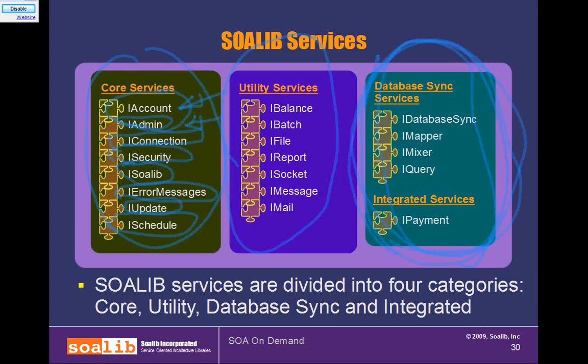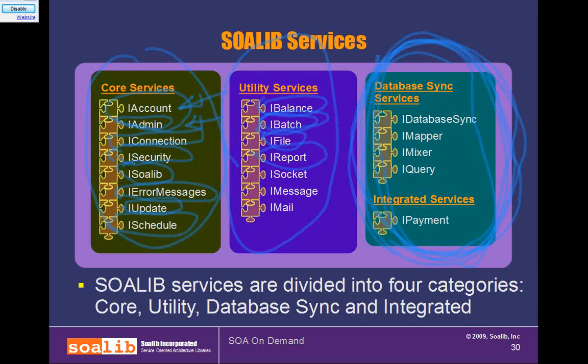The center one is utility services, nothing to do with any particular task. For example, iBalance is a load balancing service. iBatch is a batch processing service. The services you see on the right side can be called as a batch, and this batch processing service handles that. iFile is a general file API which can be used to store or load files, save, rename, copy, move, various file operations within the server.